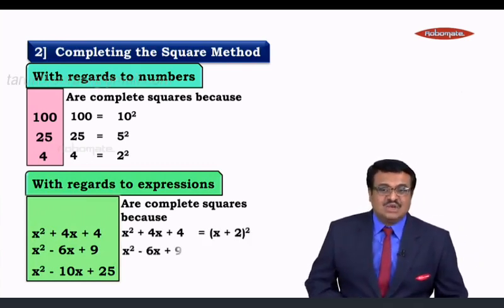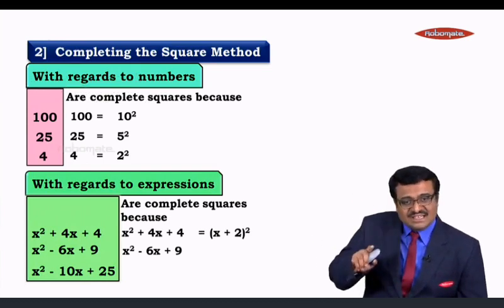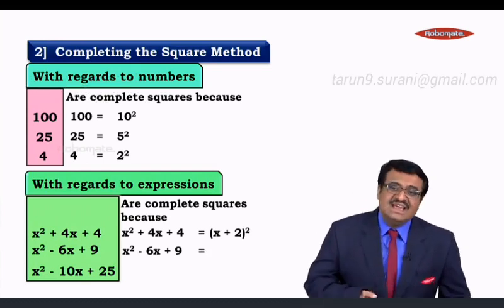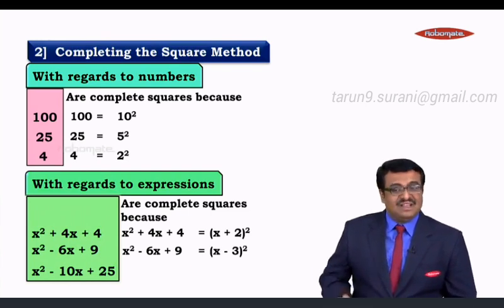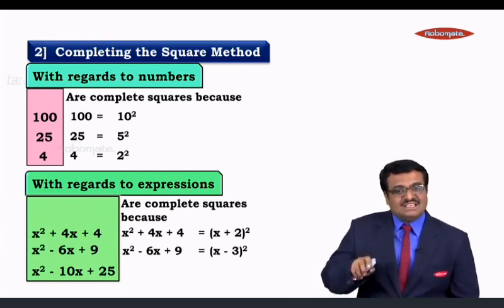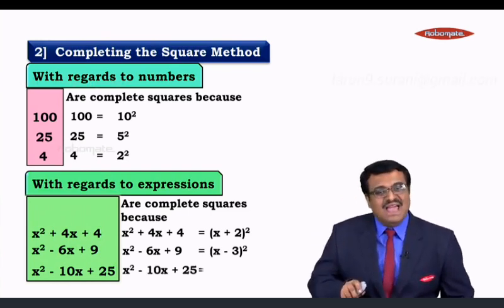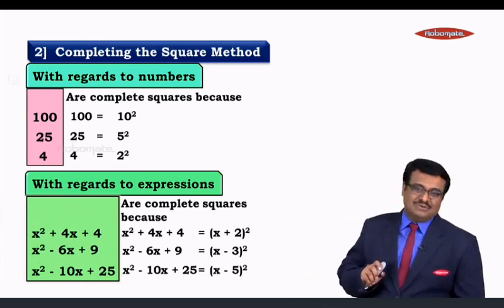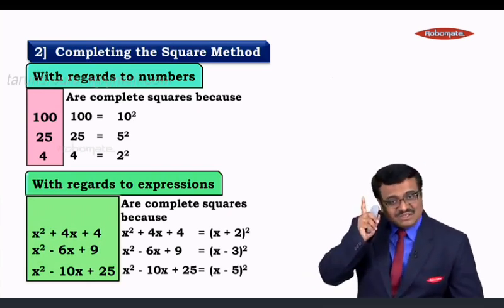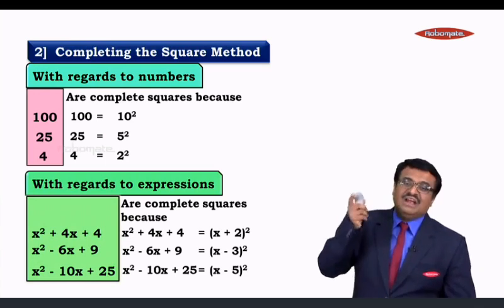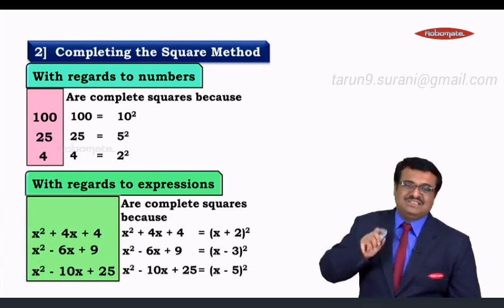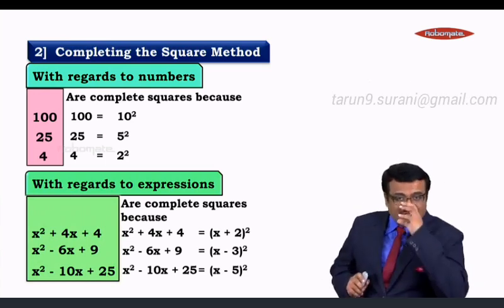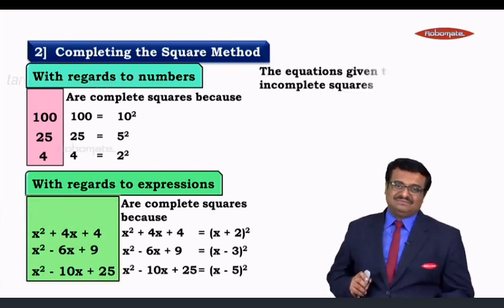The second one, x square minus 6x plus 9. You know why it is a complete square? Because it is x minus 3 the whole square. The third one, x square minus 10x plus 25, is nothing but x minus 5 the whole square. So with regards to numbers, you understood what complete squares are, and with regards to expressions, you understood what complete squares are. Right? Now let us use this concept in our method.